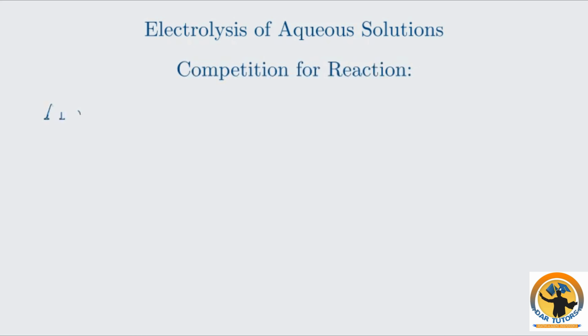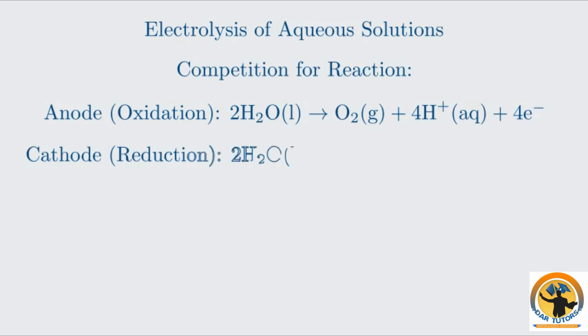The oxidation of water at the anode produces oxygen gas, hydrogen ions, and electrons. The reduction of water at the cathode produces hydrogen gas, hydroxide ions, and electrons. This competition is the key to understanding electrolysis. To determine the products, we need a set of rules.